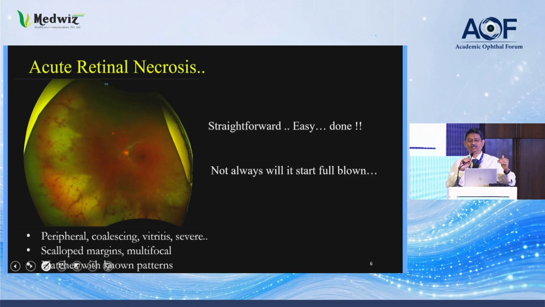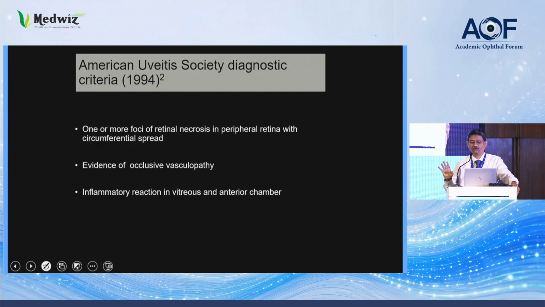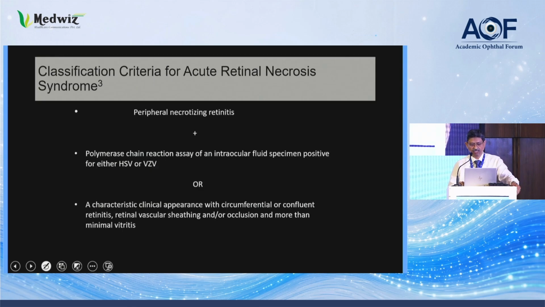You can have an acute retinal necrosis like this, and then you can have a peripheral coalescing lesion with vitritis and arteriolitis. You are done with the diagnosis, clinical diagnosis. As the American Uveitis Society says, and this was the older method of diagnosing it, you have the scalloped peripheral necrosis of the retina associated with occlusive arteriolitis, and there is inflammation of the vitreous or in the AC. So these were the three criteria for ARN diagnosis initially.